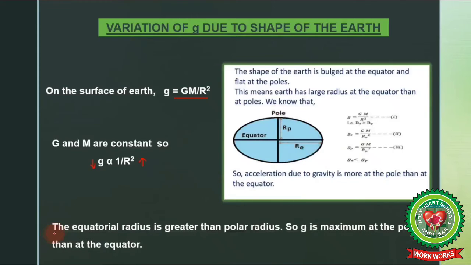So we conclude that the equatorial radius is greater than polar radius. So g is maximum at poles than the equator. So this is one of the important results you should keep in mind, that at poles acceleration due to gravity is more as compared to the acceleration due to gravity at equator, because radius at equator is more as compared to radius at poles. This is the effect of shape on the acceleration due to gravity.